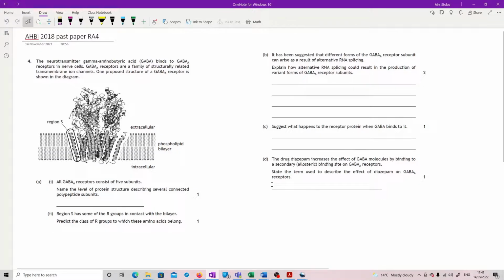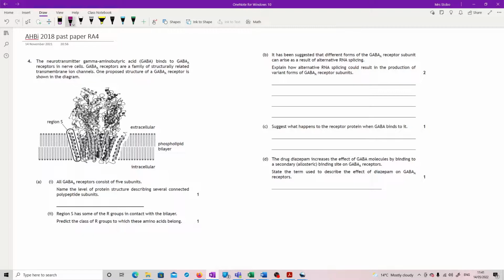Question 4. The neurotransmitter, I'm better just saying GABA, binds to GABA-A receptors in nerve cells, and GABA-A receptors are a family of structurally related transmembrane ion channels. One proposed structure of a GABA-A receptor is shown in the diagram. It's quite a nice picture showing a nice set of alpha helices in there. And then obviously an extracellular receptor point on the outside. Okay, all GABA-A receptors consist of 5 subunits.